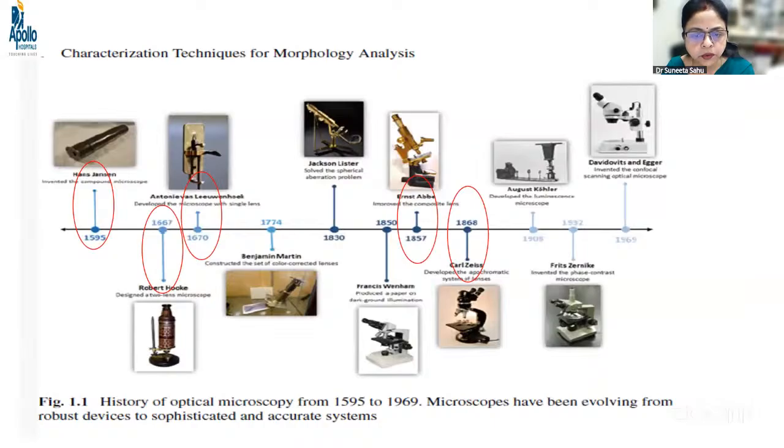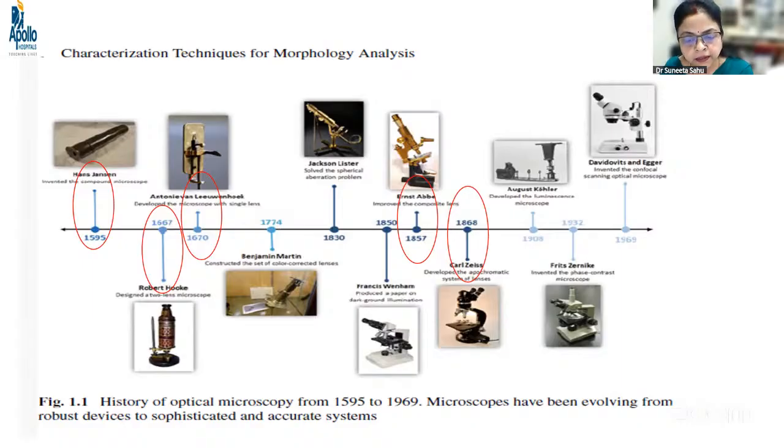So, a little bit about the history of the microscope: it started in the 16th century when Janssen invented a compound microscope having two lenses. It was later advanced by the scientist Robert Hooke, who designed a two lens microscope with better clarity, followed by the Dutch scientist Leeuwenhoek in 1670, when he developed a microscope with a single lens, but the clarity was not much.